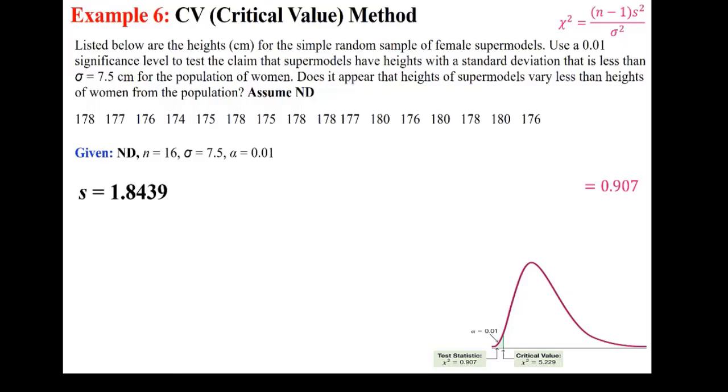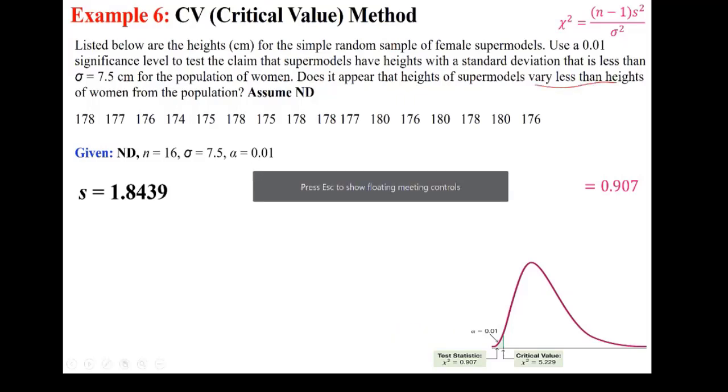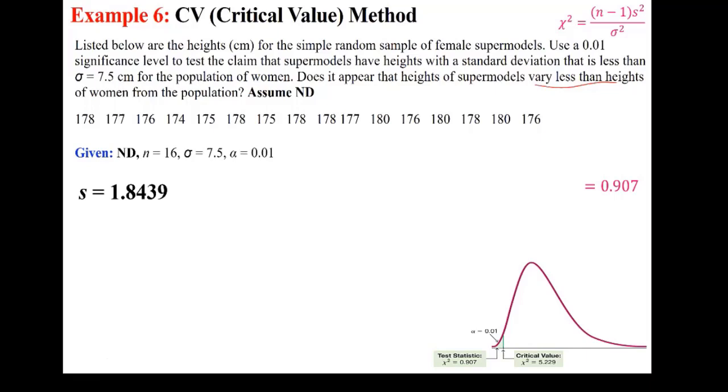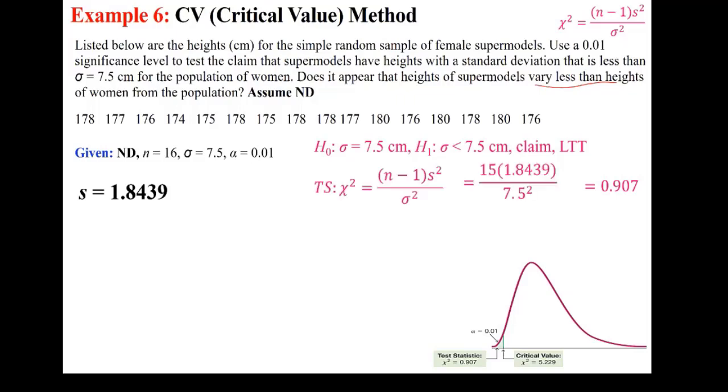Sigma, 7.5 centimeters. Does it appear that heights of supermodels vary less, which means sigma is less than 7.5 centimeters, and that is the claim. That's the left tail test. So, with that being the case, we use the top right formula to come up with the answer. We just plug in, and it gives us the answer, and we end up with 0.907 as the answer. So the test statistic results in 0.907.